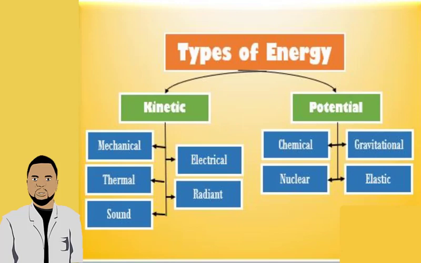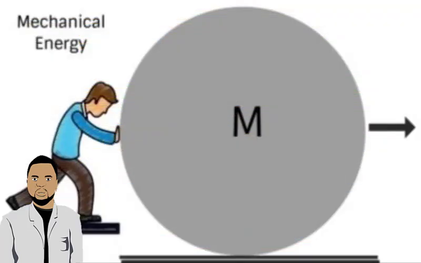Mechanical energy is energy contained in a body in motion or a body at rest. Kinetic energy is possessed by a body in motion, while potential energy is possessed by a body at rest, or by virtue of the position of a body in space. So mechanical energy is kinetic plus potential.